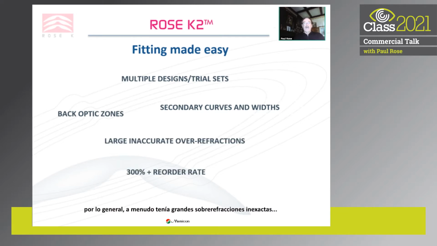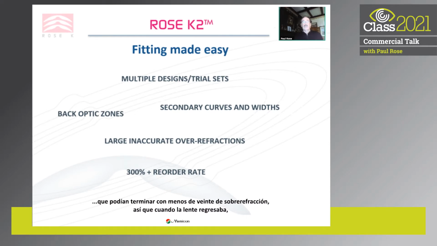Typically, you often had large over-refractions because the trial lenses were often low minus lenses, so you could end up with minus 20 as your over-refraction. So when the lens came back, power was never right and it was thicker, so it behaved differently than the trial lens. And as I mentioned, you had this very, very high reorder rate.